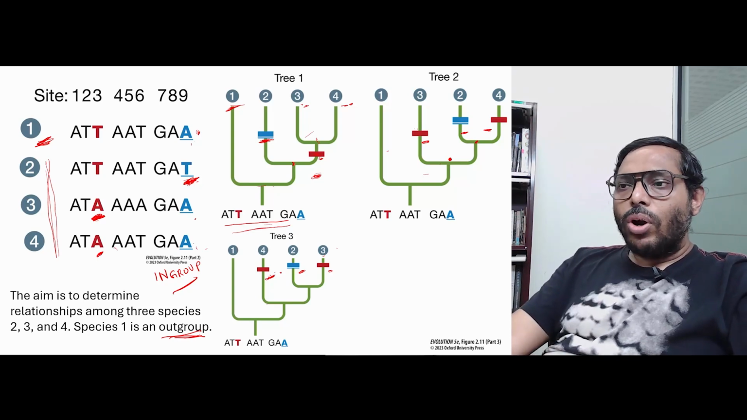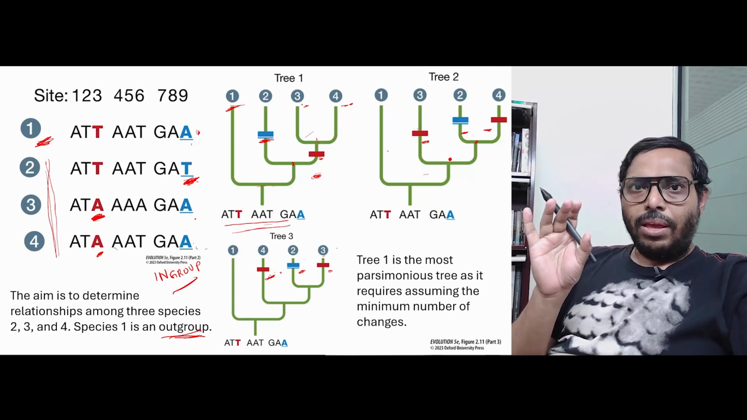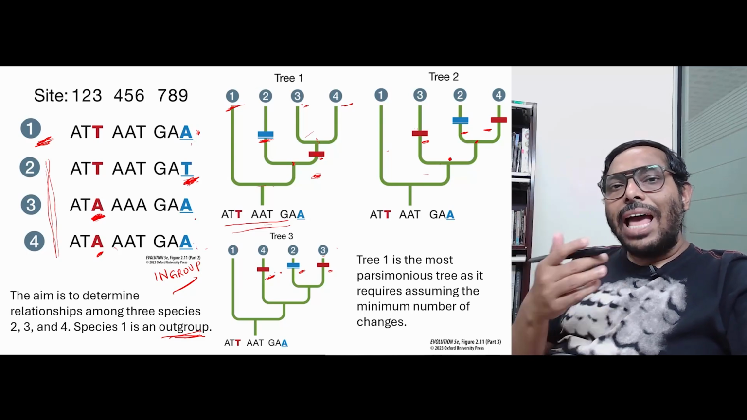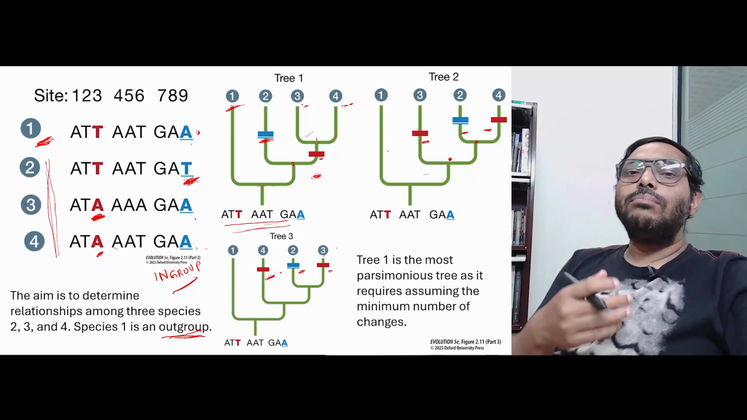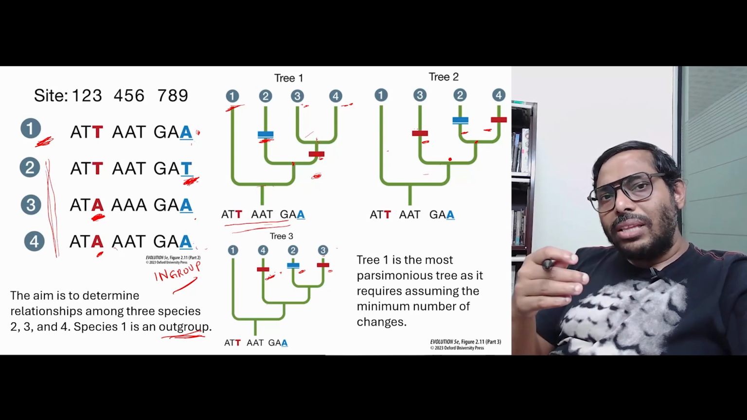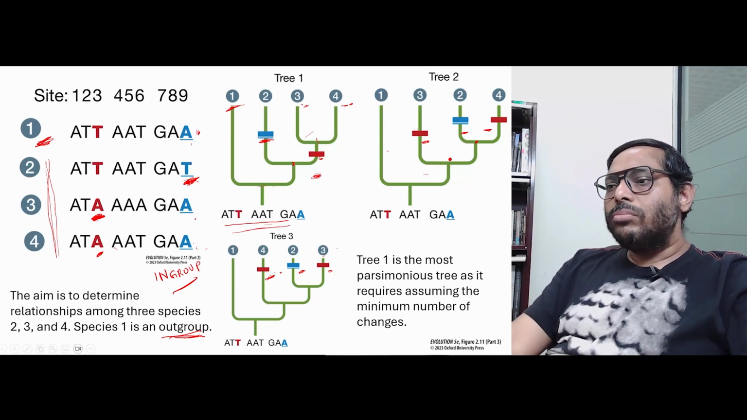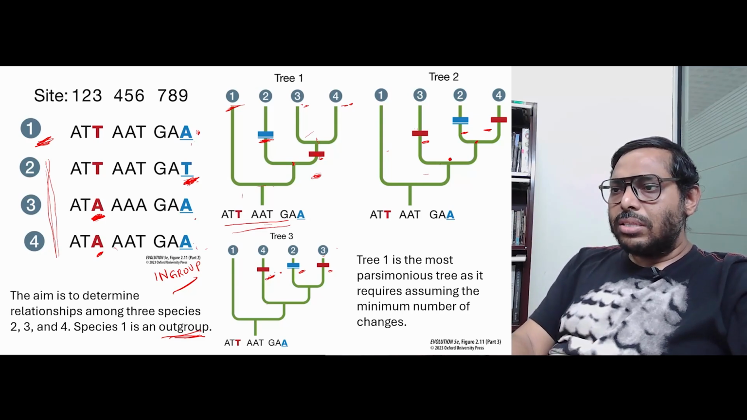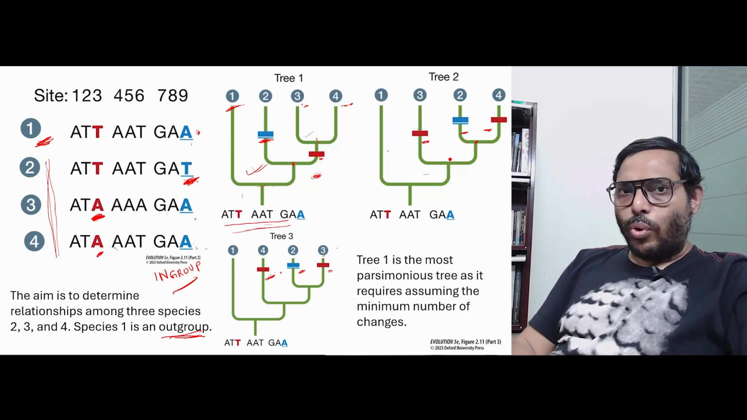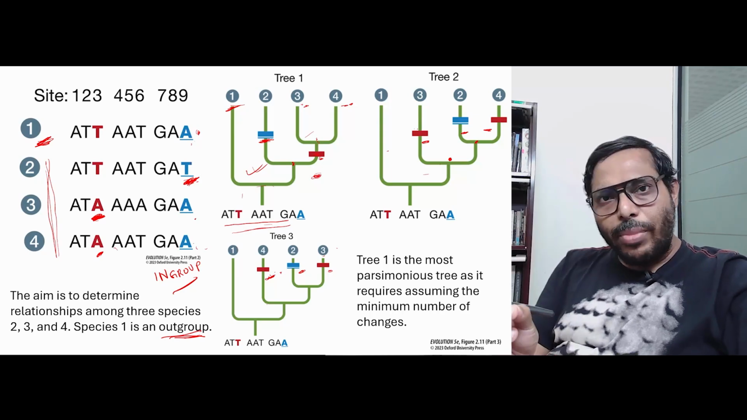So, what we say is that this first tree which leads to a relationship with the least number of mutations, that is the most parsimonious tree. That is the tree which requires us to make the minimum number of assumptions about mutations, and that is why we assume that this first tree is the correct relationship between these 3 species 2, 3 and 4. Now, this is just one way of making a tree.